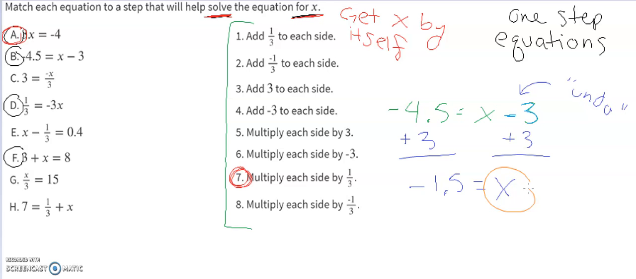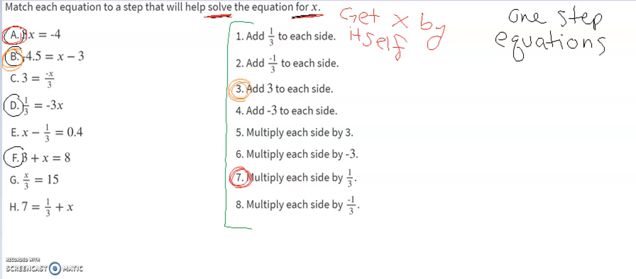So the question is asking, though, which step got me to that point. So let's see, I added 3. Is there an add 3 to each side? Oh, there is. Look at that. So the number that should be in the column with B should be number 3.